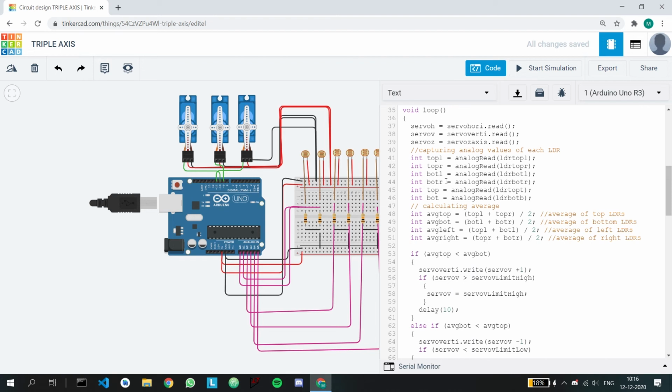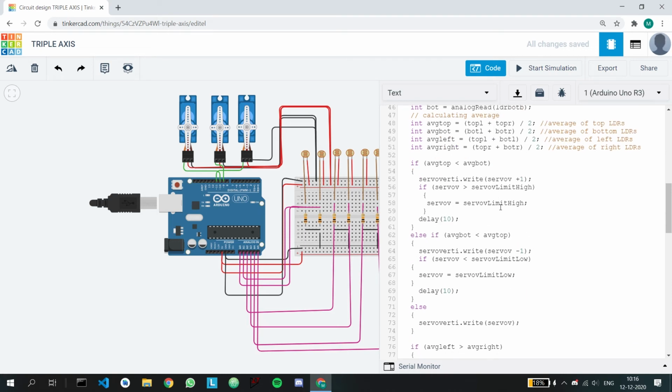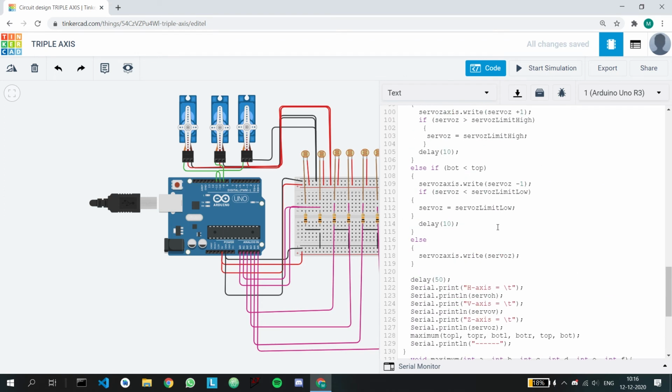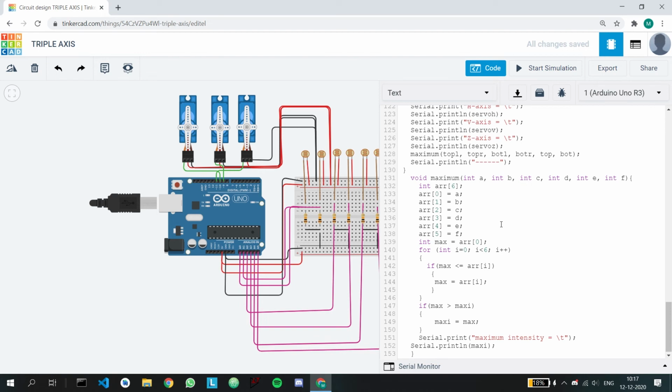In the loop part, we are reading the values of servo motors and LDRs. Here we are calculating the values of LDRs and rotating the servo motor according to the condition. Here we are printing the values of servo motors. In this maximum function, we are finding the maximum intensity of LDR.